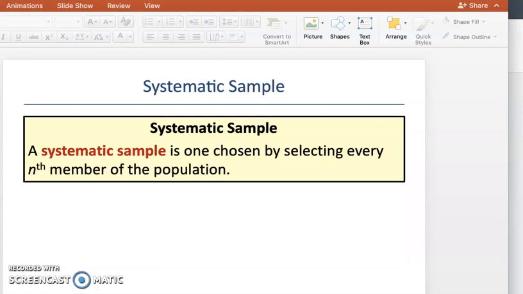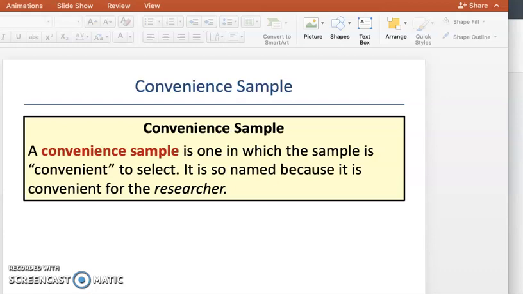Then a systematic sample, those are kind of cool. That's when you pick every nth member of the population. So say you're knocking on doors in a dorm, and you just knock on every 10th door. That's an example of a systematic sample. Finally, a convenience sample is one where the sample is convenient to select. For example, if you're looking for dinosaur fossil bones, that's going to be a convenient sample because you simply don't have any bones to pick from.